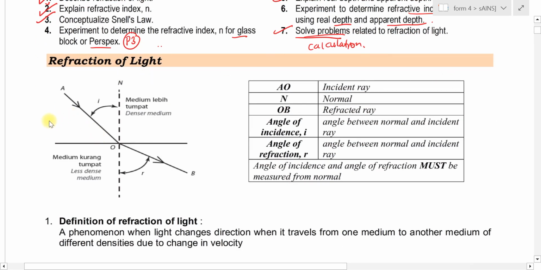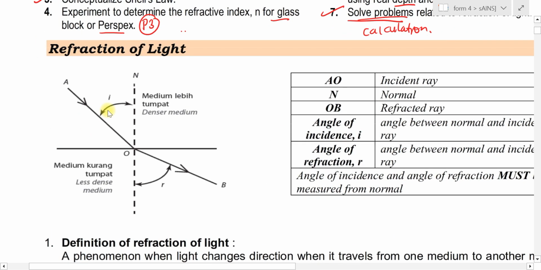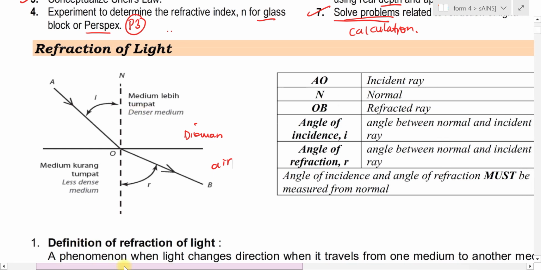Refraction of light. Okay. Kamu tengok. We have a denser medium. Okay. And then go to the less dense medium. For example, from water, you enter into air, katakan. Or from water, maybe, or from the diamond, you go into the air, maybe. Jadi kamu kena tahulah apa terminologi yang kita gunakan dulu.